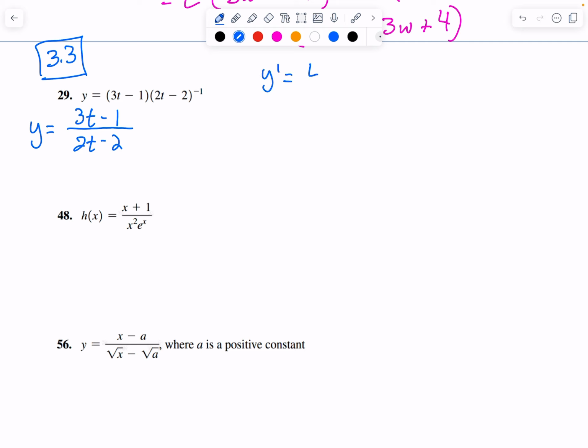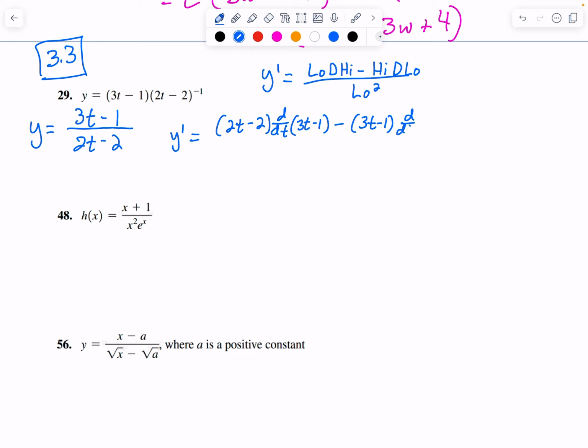So the quotient rule is low d high minus high d low, all over low squared. I'm going to start filling that in. F prime is the bottom function, 2t minus 2, times the derivative d dt of the top, which is 3t minus 1, minus the high function, which is 3t minus 1, times the derivative d dt of the low function, which is 2t minus 2. And that's all over the low function squared.